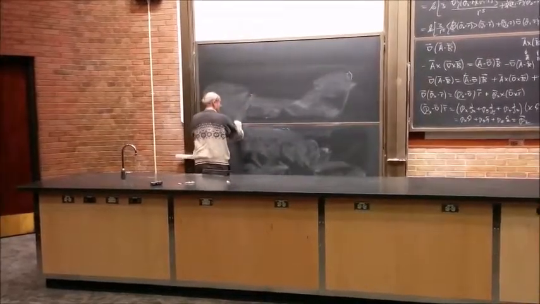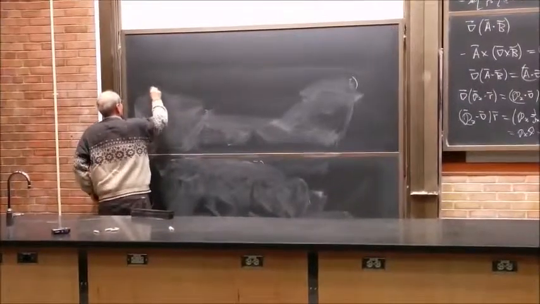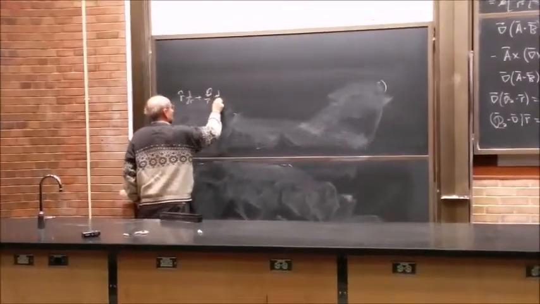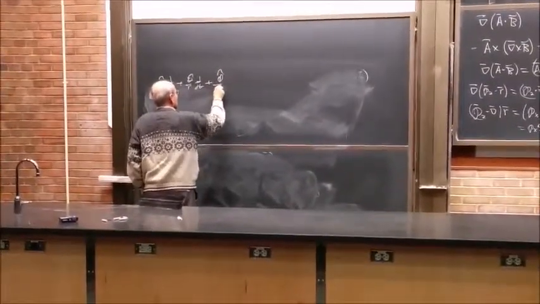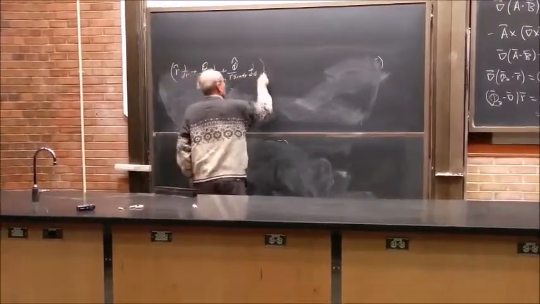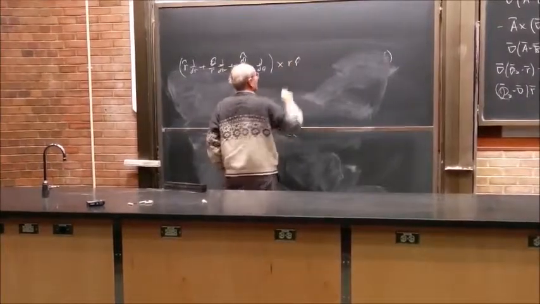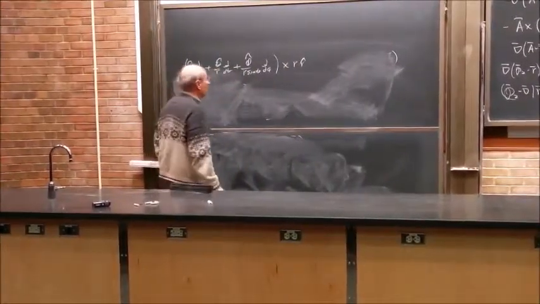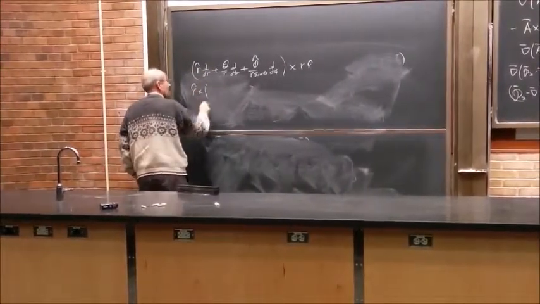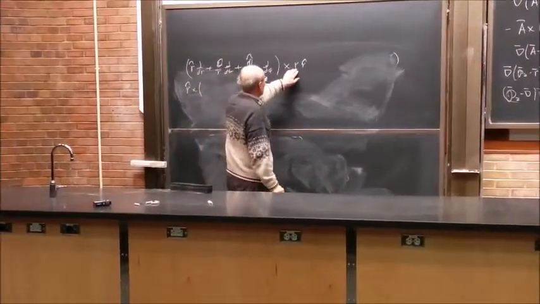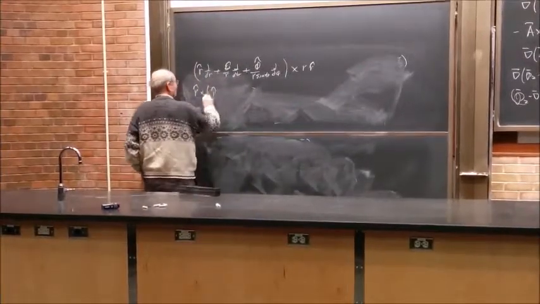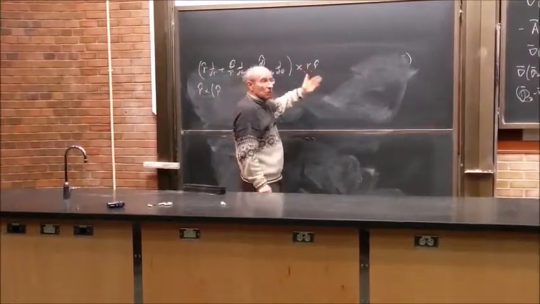So the curl of R is R hat d by dr plus theta hat over R d by d theta plus phi hat over R sine theta d by d phi, crossed into R hat. Okay, so first this one, R hat crossed. Now, the derivative of R with respect to R is 1. So you get R hat. The derivative of R hat with respect to R is 0.